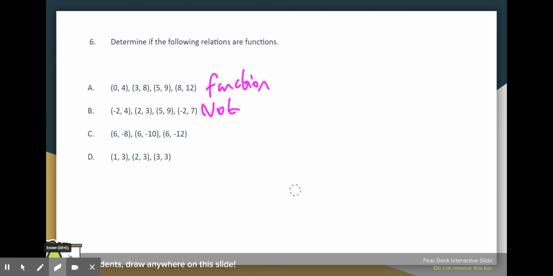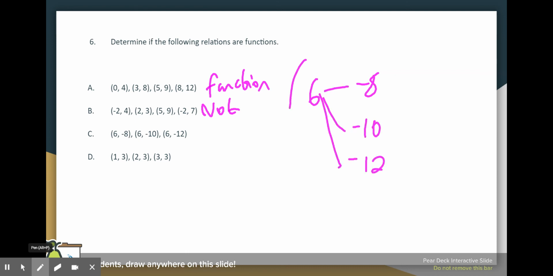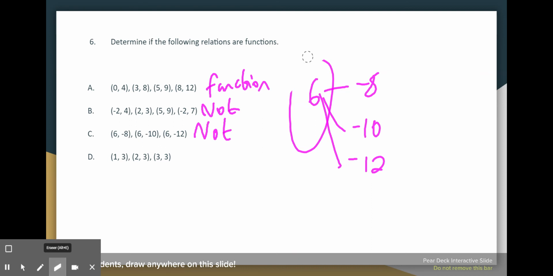Okay, for the next one, I have 6. I only need to write it one time. Then negative 8, negative 10, negative 12, and 6 is going to all of those. So I'm looking in this column. 6 does have more than one coming out of it, so it is not a function.